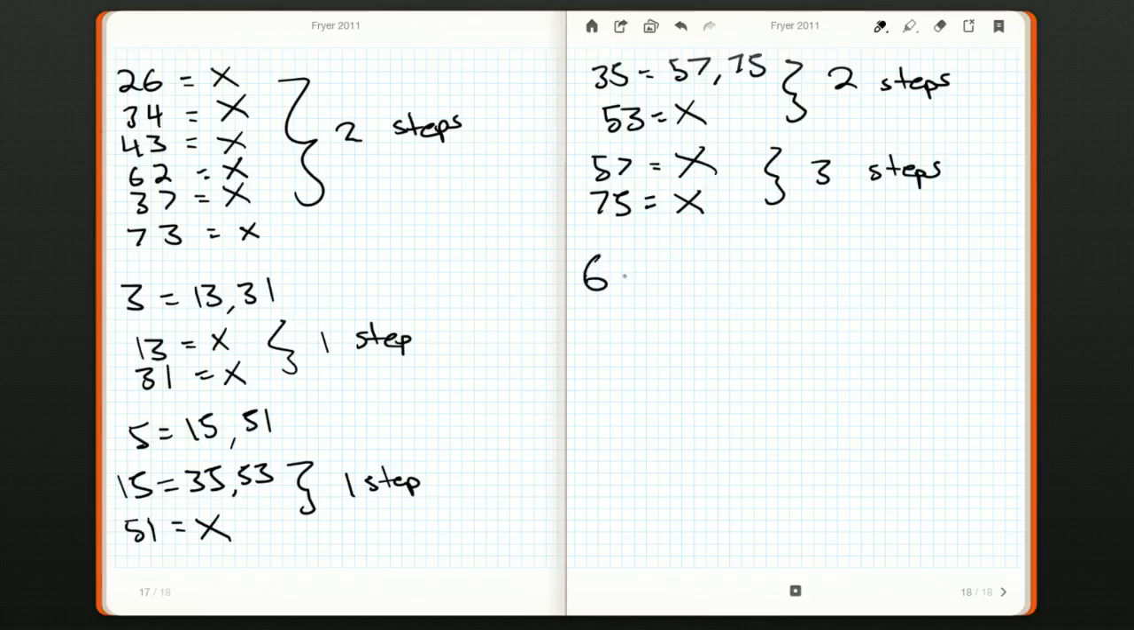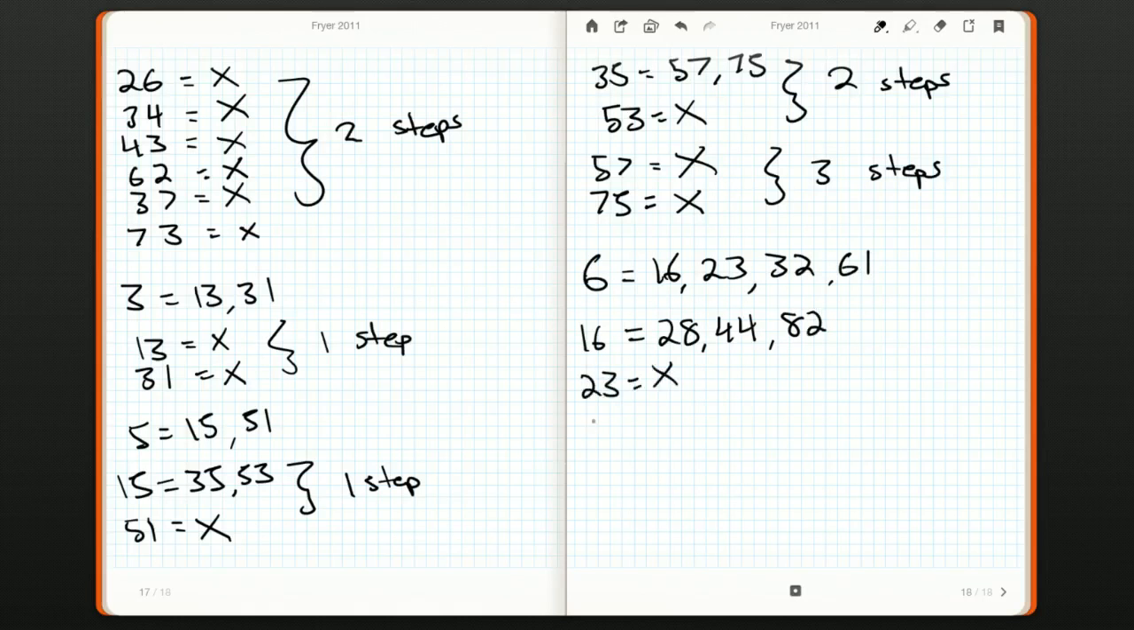Alright, how about ending in 6? 6 is a more robust number. So we can have 16, we can have 23, we can have 32, and we can have 61. 61 automatically is not going to work, but 16, that's 2 times 8, 4 times 4, or 8 times 2. I have a good feeling about this one.